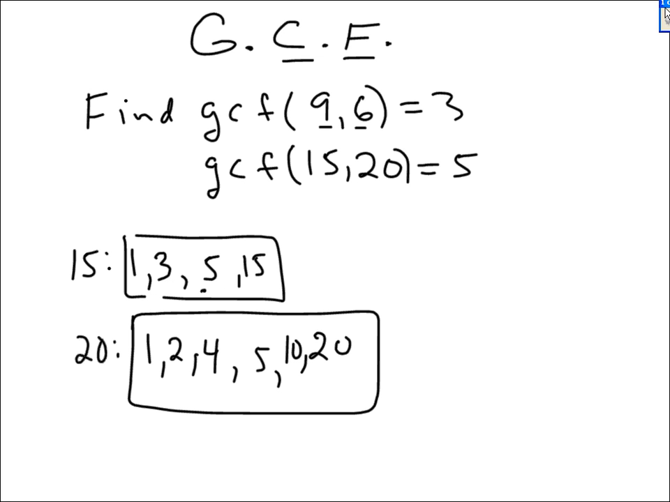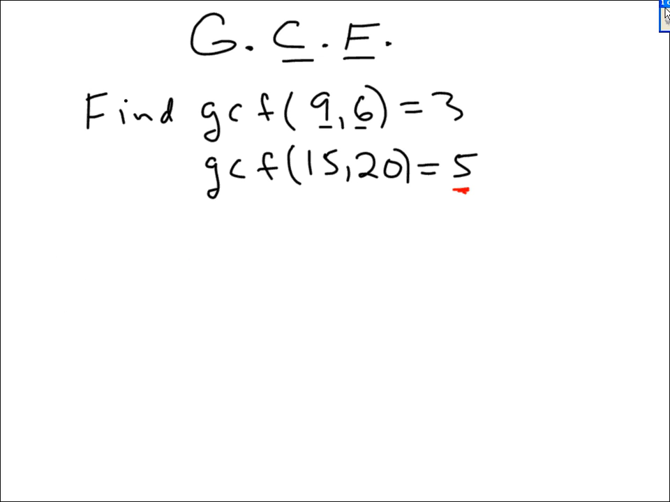Well, again, we have some common factors, like 1. 5 is also a common factor. In fact, 5 is the largest or the greatest common factor. That's why that's the answer. Now that's one way of finding the GCF of two numbers.